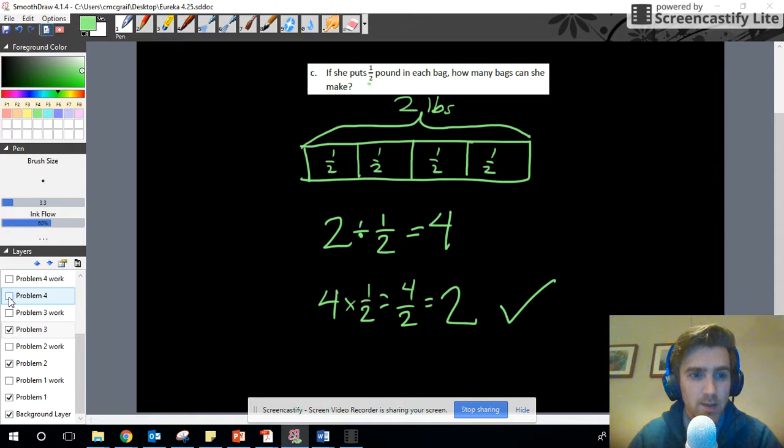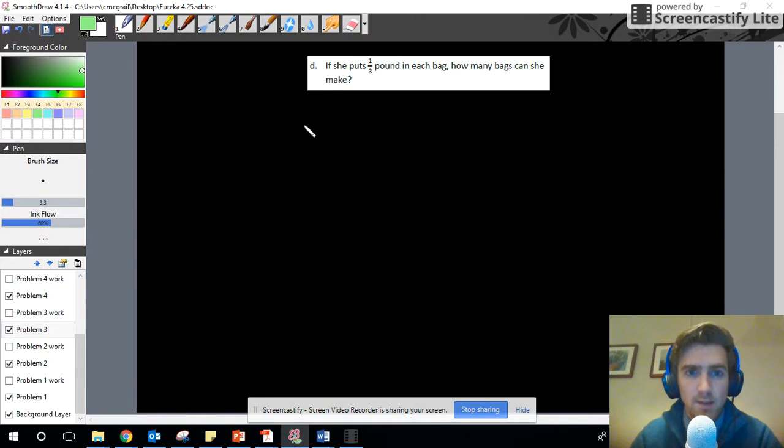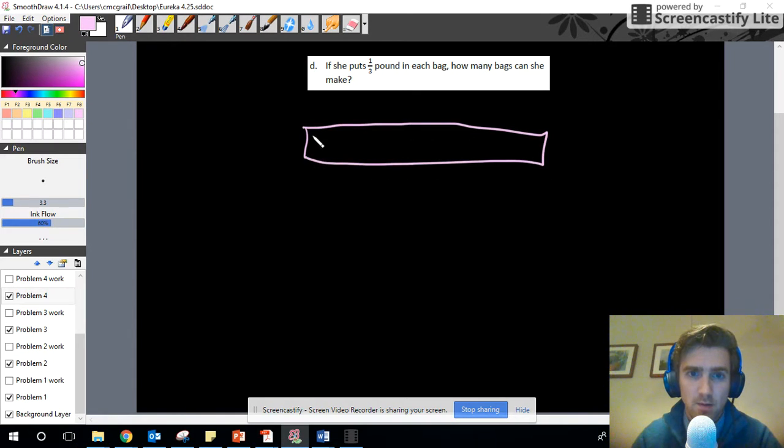Let's go ahead and apply this to a few more. Now, Jenny still has 2 pounds of pecans. So before I do anything else, I am going to draw my tape diagram of my 2 pounds, 2 lbs. This time it says she puts 1/3 of a pound in each bag. I'm going to draw my tape diagram.